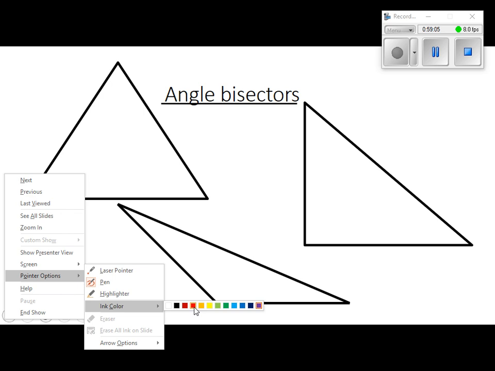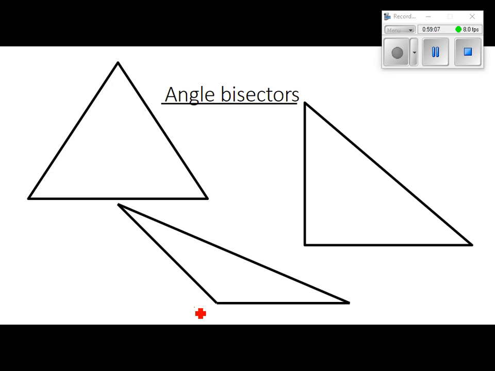When you draw these, what are you going to try to do for each one? If it's an angle bisector, what are you trying to do to each angle? Bisect. You're trying to bisect it. So all you're doing is splitting it in half. So go through, and you're going to try to get exactly halfway in the angle.